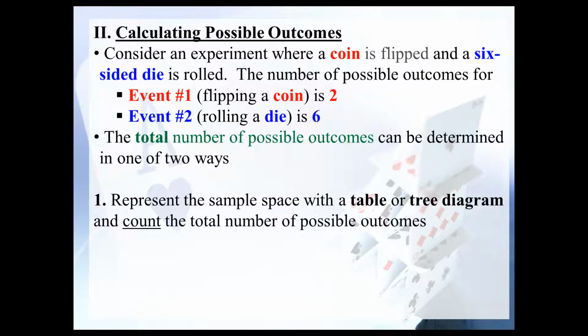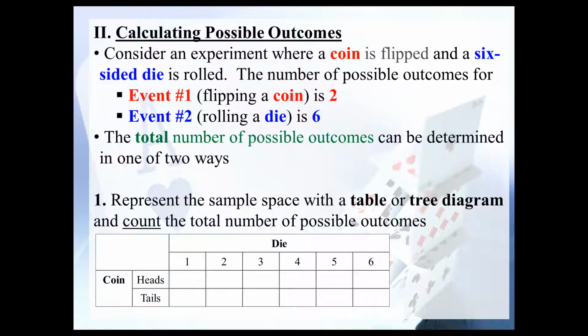So yeah, we could represent the sample space with a table or tree diagram and then count the total number of possible outcomes. So let's say we actually constructed a table to do this. On the table, you have your rows represented by event number 1, that's the coin flip, with heads and tails. And then event number 2 would represent the columns, which would be the die, with outcomes 1, 2, 3, 4, 5, 6. And then we match up the rows and the columns to identify my possible outcomes as H1, H2, H3, H4, H5, H6, T1, T2, T3, T4, T5, T6.